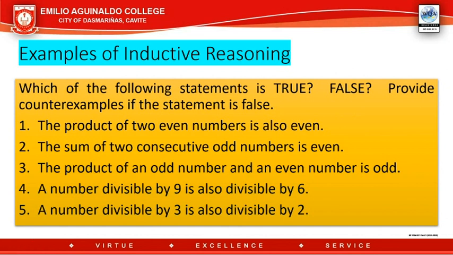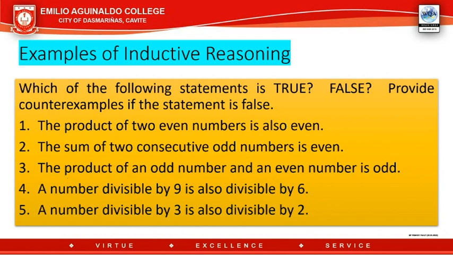Okay, how about the second statement? The sum of two consecutive odd numbers is even. Let's say the numbers are 3 and 5. Their sum is equal to 8. Let's say 5 and 7. Their sum is equal to 12, which is also an even number. How about 7 and 9? This is also an even number. We can see that the second statement is true.